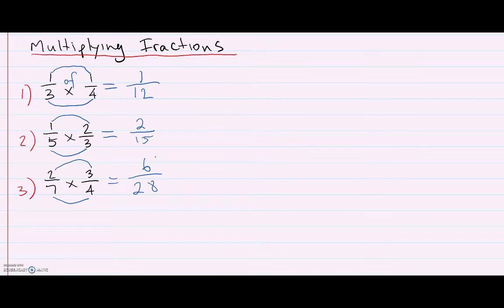Now you might notice that this fraction here has even numbers in the top and the bottom, which means that we can halve the top and the bottom to get a simplified fraction. So divide 6 by 2, and I get 3, and divide 28 by 2, and I get 14. So our simplified answer is going to be 3 over 14.